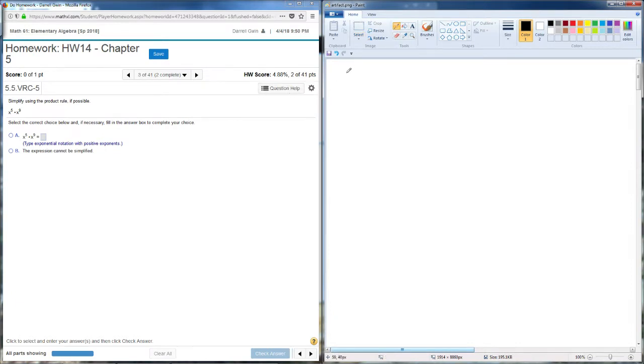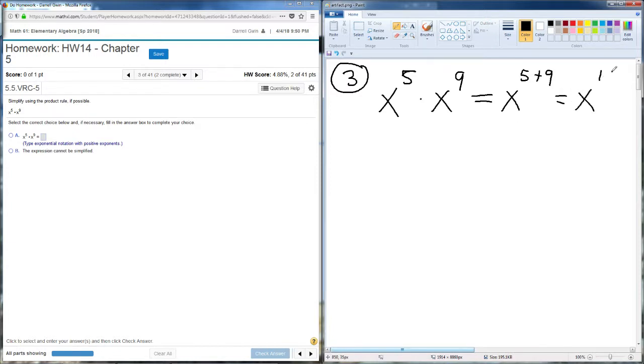So this is number 3. Number 3 is x to the power of 5 times x to the power of 9. To multiply two, I guess these would be called two terms, or two x's, or two bases to the same powers. It'd be called the product rule, and the product rule is to add the powers. That is x to the power of 14.